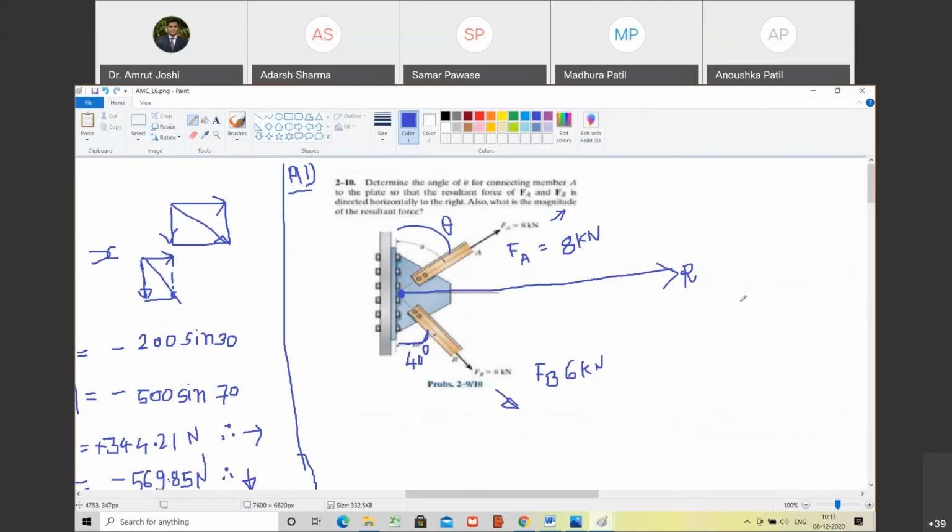Are you with me? So if R has to be horizontal, can you tell me what will be its Y component? Let me call the horizontal direction X and the vertical direction Y. So the resultant is horizontal, meaning the resultant is directed along positive X. Do you agree with me? Yes, sir. So what will be RY then? Tell me. What will be the Y component of the resultant?